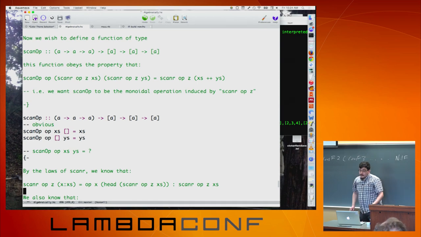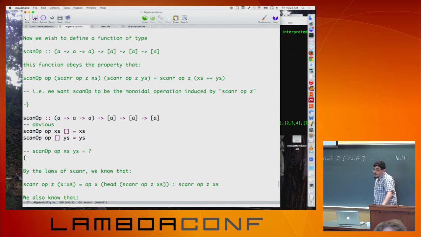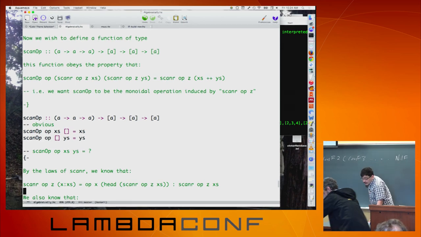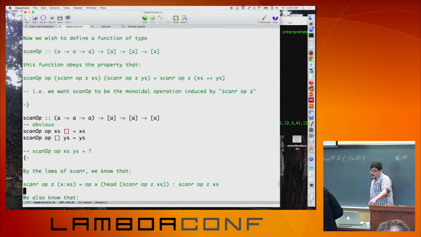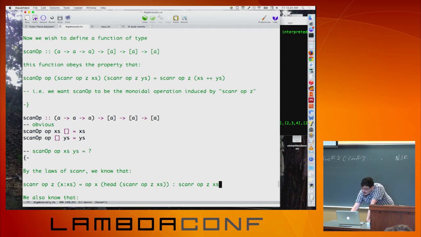Here we go. We take the laws of scan, and we can observe this fact: if we apply the operation to some z and x cons x's, then we can apply the operation to the x and the head of the scan of z, and then apply that to the result of scanning z over the rest of the x's. So I've sort of given you a one-step breakdown.